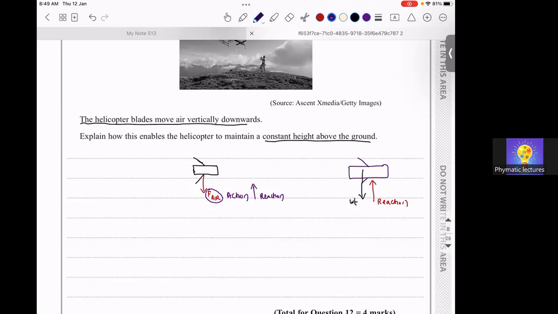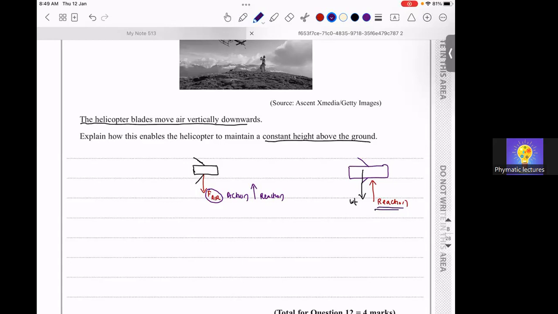So don't confuse it with the downward air force, because the downward air force is the thing responsible for this particular reaction. We already considered that. So the reaction is acting upwards, and the weight is acting downwards. Am I right, my dear students? So we need to answer in such a way that it explains why the helicopter is maintaining a constant height. That is what we need to answer, right?